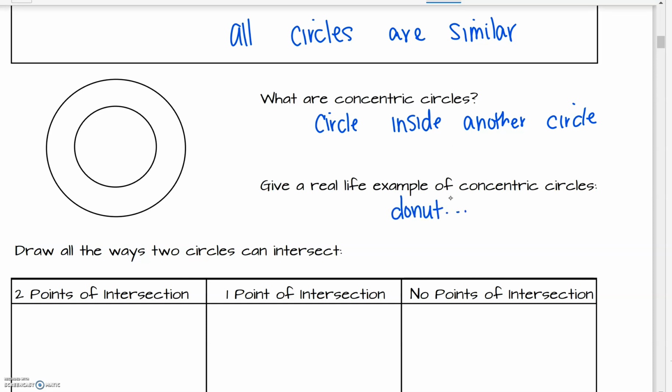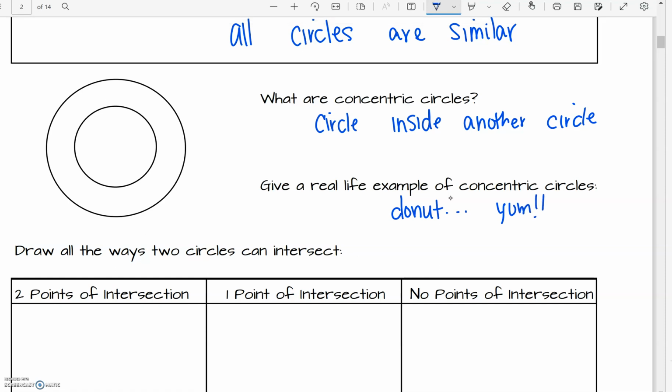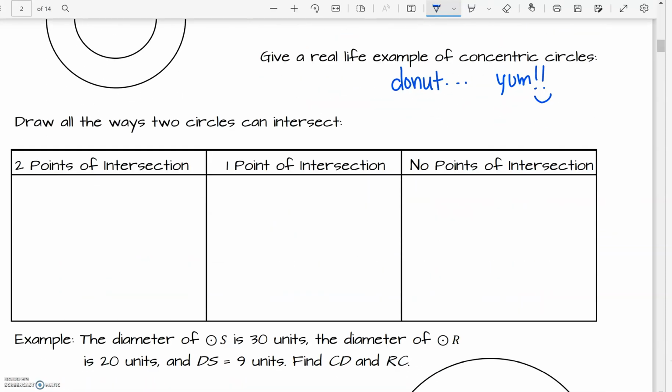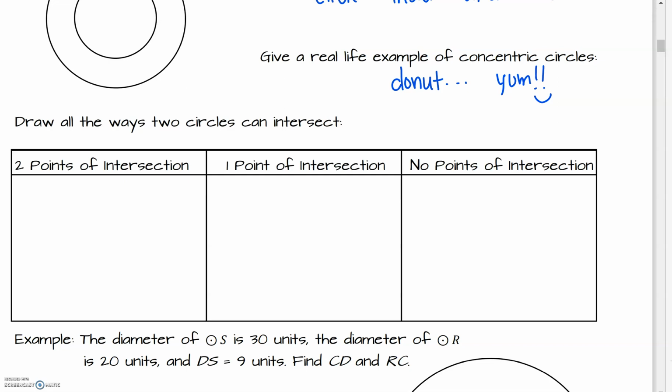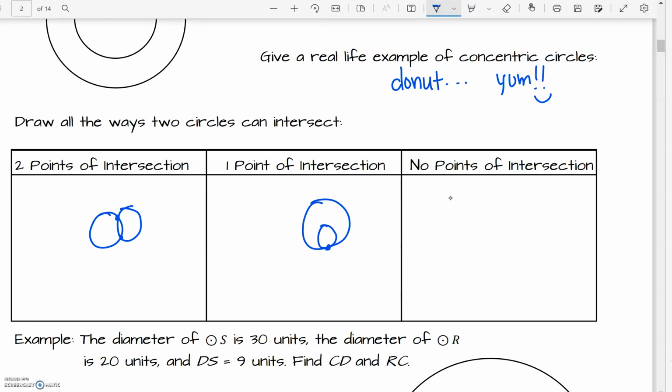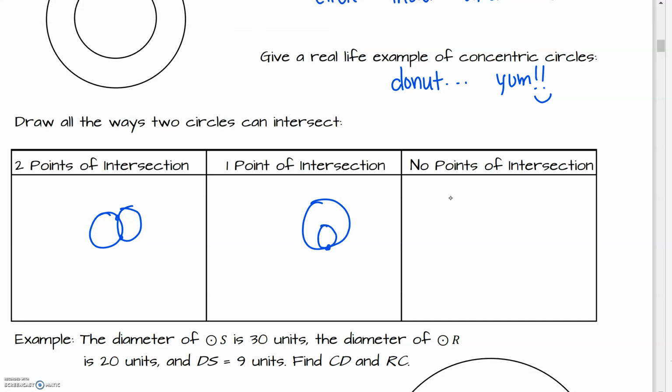Target logo. So 2 points of intersection, something like that, two circles. One point of intersection, you could either kind of have them one inside another or kind of one just touching the other at one point and the other one's not necessarily inside of it. And then just no points, so two circles that don't touch.